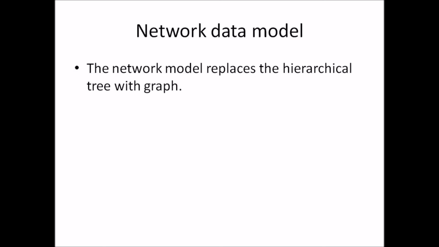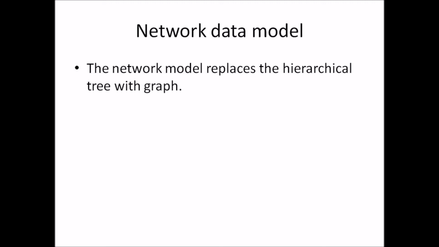Next one is the network data model. The network model replaces the hierarchical tree with a graph. Basically in the hierarchical data model we used trees, but in the network data model we use a graph. That is the basic difference between the hierarchical and network data models. The network model is a collection of data in which records are physically linked through linked lists. We can also say that it allows a record to have more than one parent. So this is about the network data model.